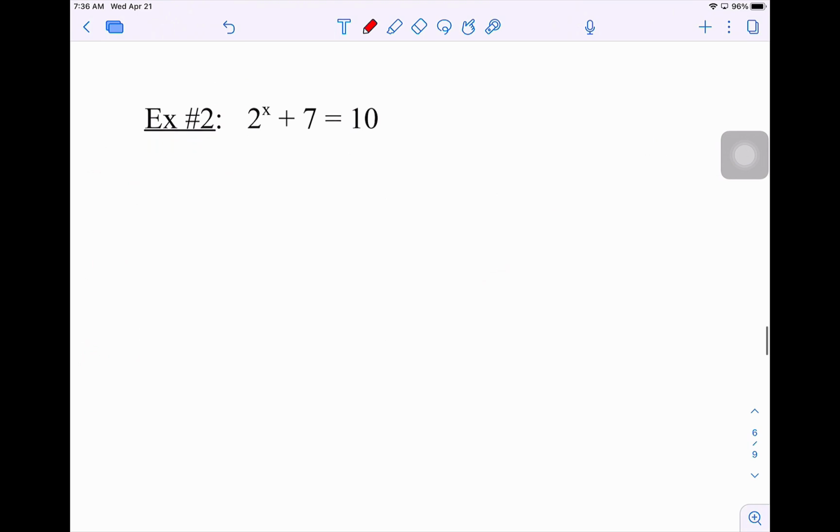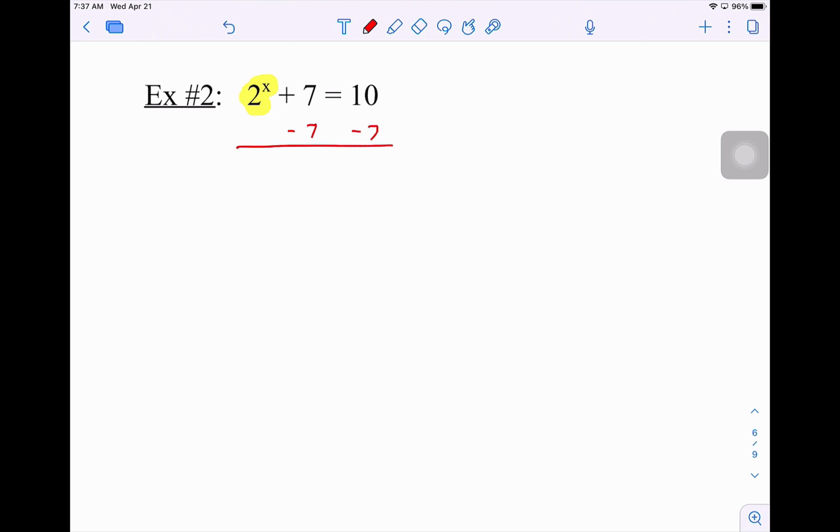Let's take a look at example number 2 here. 2 to the x power plus 7 equal to 10. This one is not one of those problems where you can just change these both to base 2. So we kind of have to go with the second option, meaning step number 1, I need to get the exponential part all by itself. The exponential part in this one is 2 to the x. I have to get that by itself before we can do anything else. So we're going to subtract the 7 off to the right-hand side. We end up with 2 to the x equal to 3.